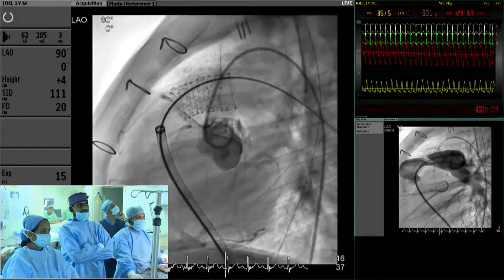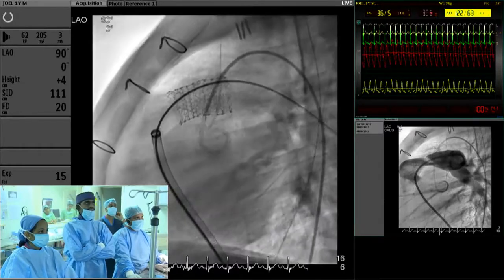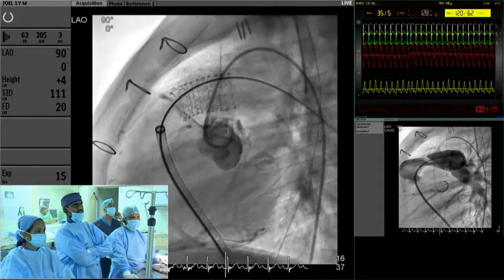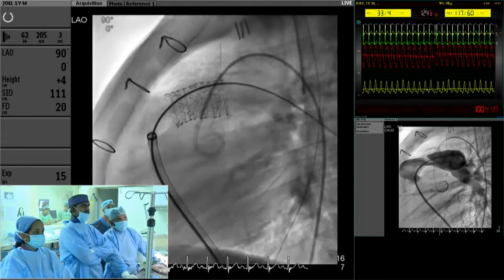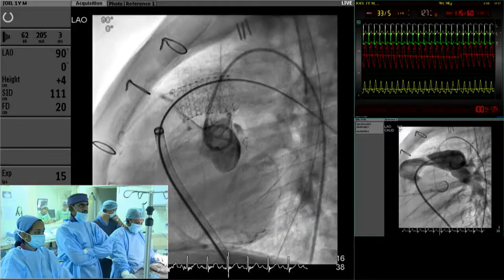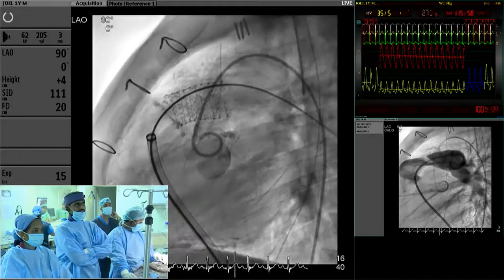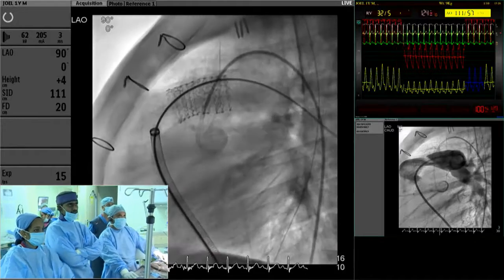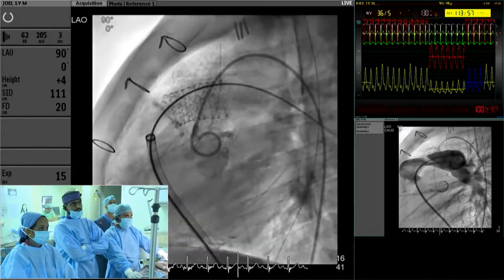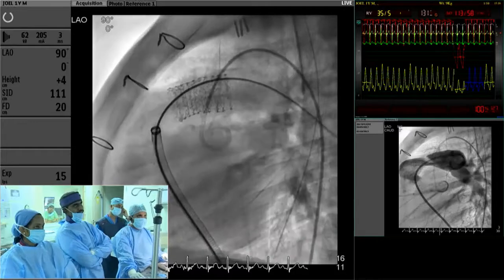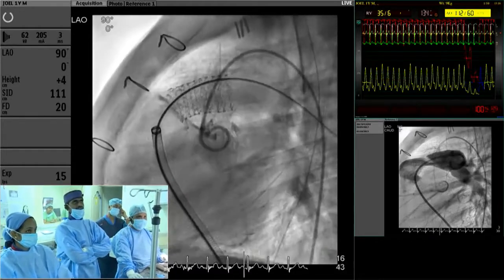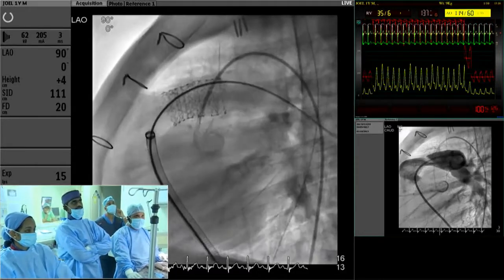And is that the last? Yeah. So the RV pressure at this point is 35 millimeters of mercury. The sheath is in the right ventricle. That is 32 millimeters. It has come down from 140 to 32. And the aortic pressures are around 110 plus.